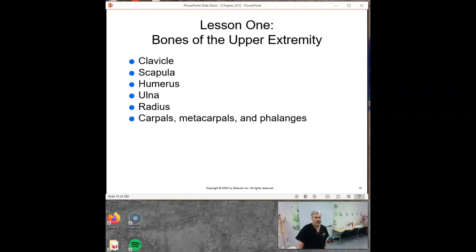Okay. We won't go into all of the bones, but we have your collarbone, which is called your clavicle, right? Scapula. Upper arm bone, humerus. And then remember, we've got 2 bones in my forearm, right? Which one goes to my thumb?